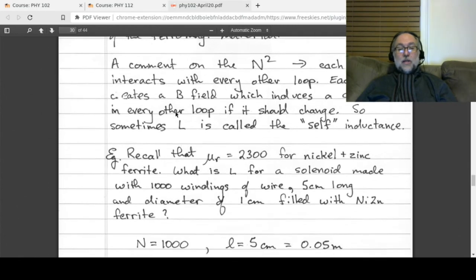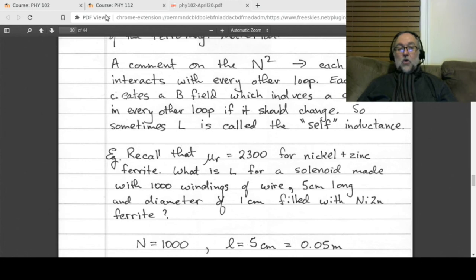Okay, well, let's use that formula to calculate the inductance for a solenoid. And so here we have that mu r is equal to 2300 for nickel zinc ferrite. This is the same ferromagnetic material that we discussed earlier when we made an electromagnet out of a solenoid. Okay, and what is L for the solenoid made with 100 windings of wire, 5 centimeters long, with a diameter of 1 centimeter, filled with nickel zinc ferrite?